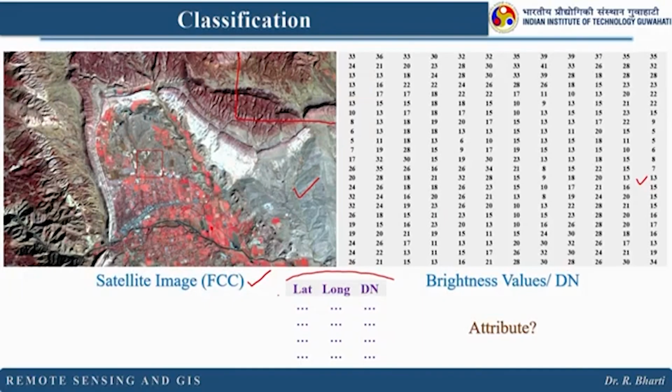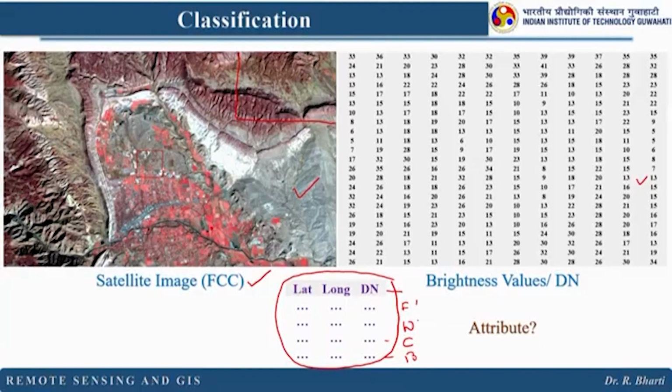So here you can see the information given by your satellite data, but we want to have another piece of information: that this DN value corresponds to forest, this DN value corresponds to water, this DN value corresponds to concrete, this DN value corresponds to maybe barren land. How can we achieve this information? That is the question, and that is the classification.